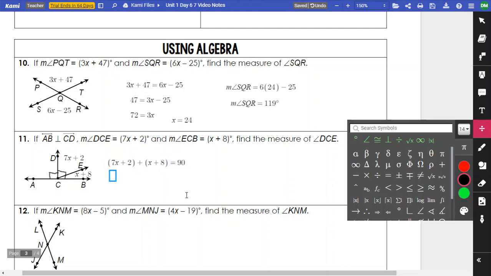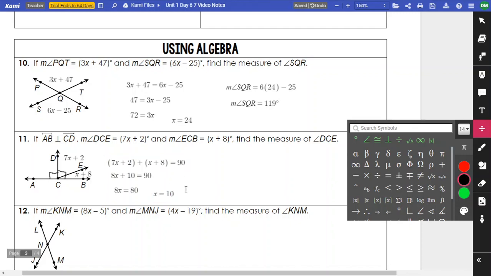So let's combine some terms. We have 7x and 1x, so that means we have 8 x's. We have 2 plus 8 is 10, and we did not do anything to the right side of that equation. So we want to subtract 10 from both sides. 8x is going to be equal to 80 after we do that. And then finally we want to divide both sides of that equation by 8 to get x equal to 10.